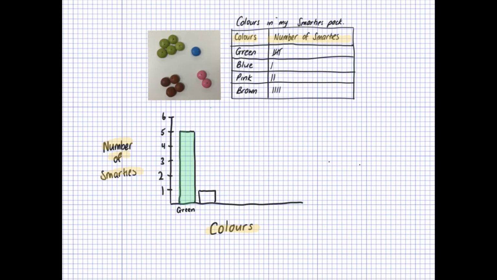Now, can you see how I've made them the same width? That's going to make my graph easier to read. Now, again, I'm going to colour it in. It's going to be blue. And I'm going to label it. Okay, now I'm on to pink. So there were 2 pink Smarties. So I'm going to go to 2 and I'm going to put my column in and then I'm going to colour it in so people know that is the pink Smartie column.